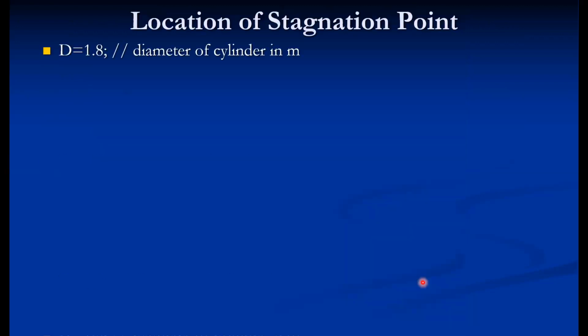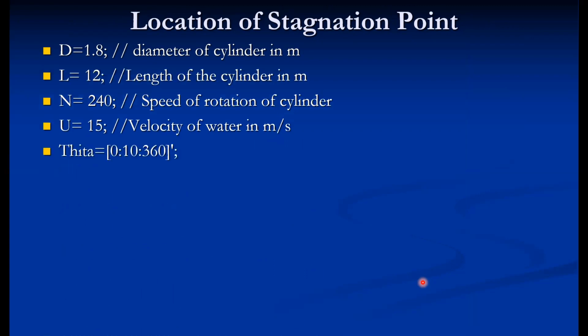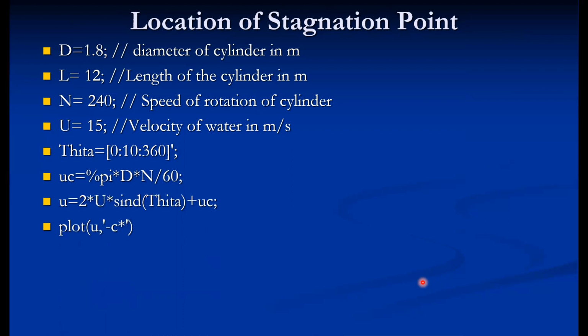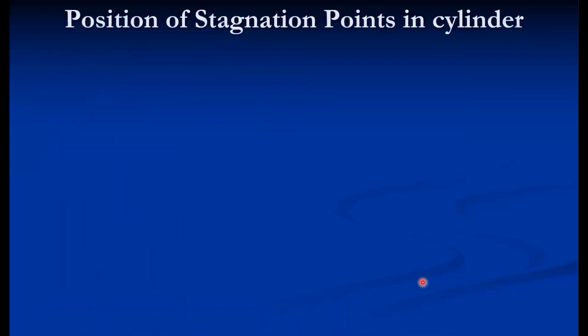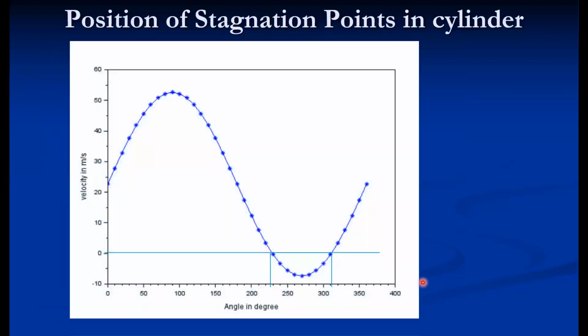Then the location of a stagnation point, where the stagnation point is the point at which velocity is 0. In order to understand the stagnation point, with the same velocity, because this is a rotating cylinder, we consider the theta value from 0 to 360 degrees. So we'll see where the stagnation point arises. All the remaining steps are the same, and we take the same plot, that is u versus angle, labeling the part. And if we see the position, now you can see the stagnation for the rotating cylinder.